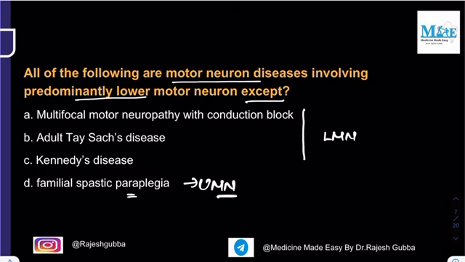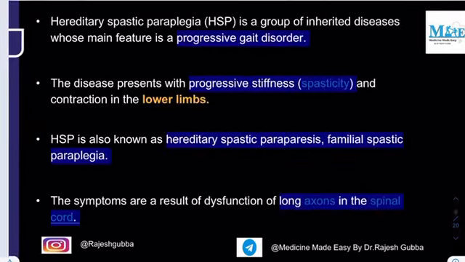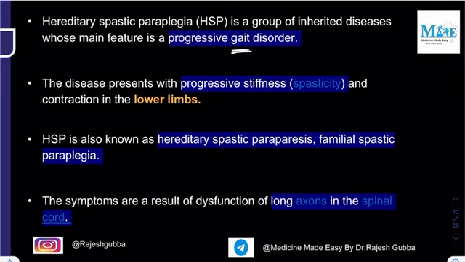Now let me tell you a few points about familial spastic paraplegia. Paraplegia means you have spastic paresis of the lower limbs. Because it is spastic paresis of the lower limbs, how will be the gait in these individuals? There will be a progressive gait disorder, and they will have stiffness within the lower limbs, which is nothing but spasticity. And what is the other name for HSP? Hereditary spastic paraparesis or familial spastic paraplegia.